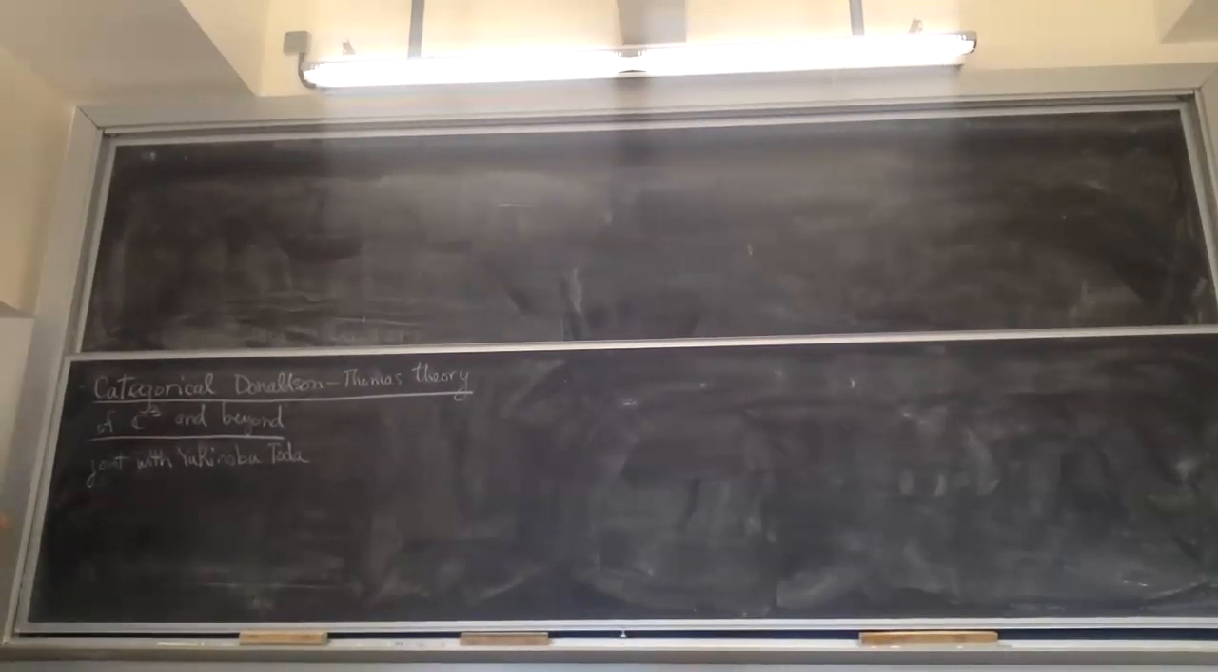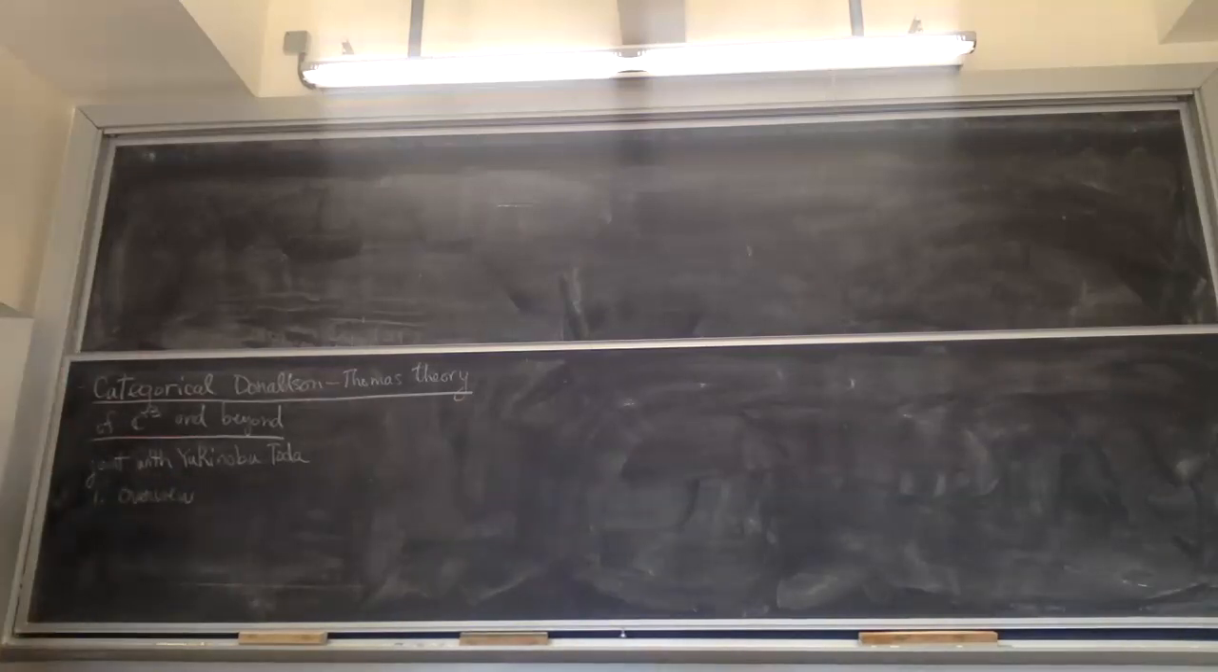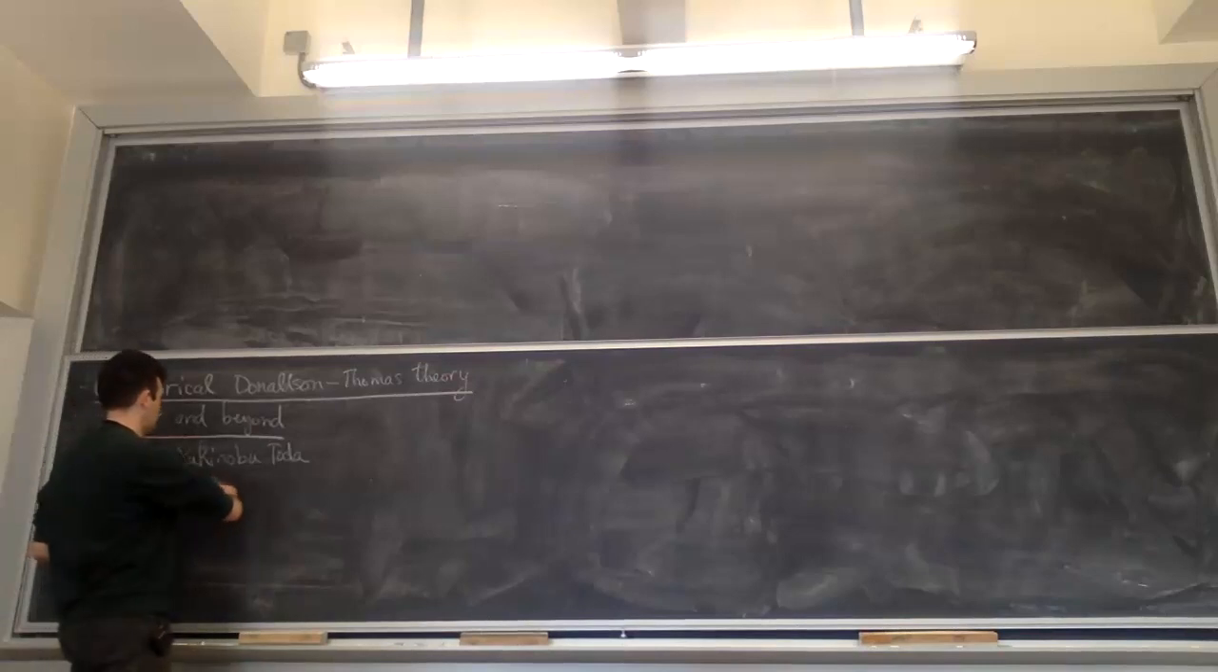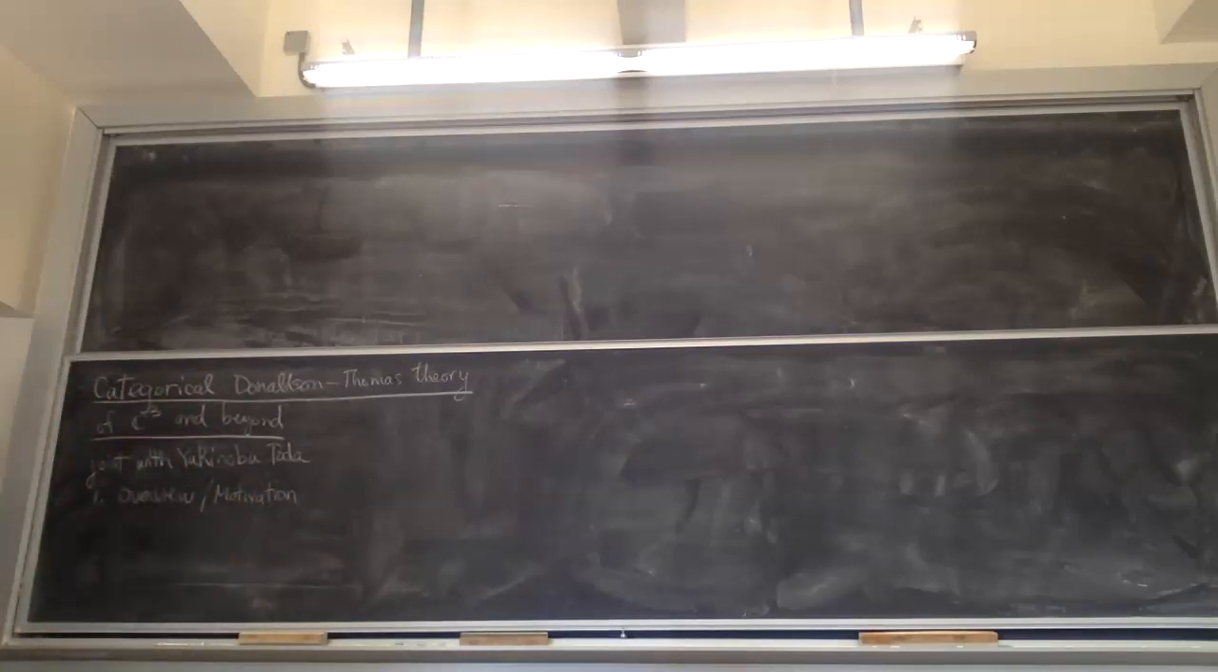So I'll give two talks about this categorical DT theory. The plan will be as follows. First, I'll give an overview of Donaldson-Thomas theory of Calabi-Yau threefolds, and I'll talk about the motivation for doing some of this construction. I'll explain some of the problems we're interested in and some applications in more classical algebraic geometry.